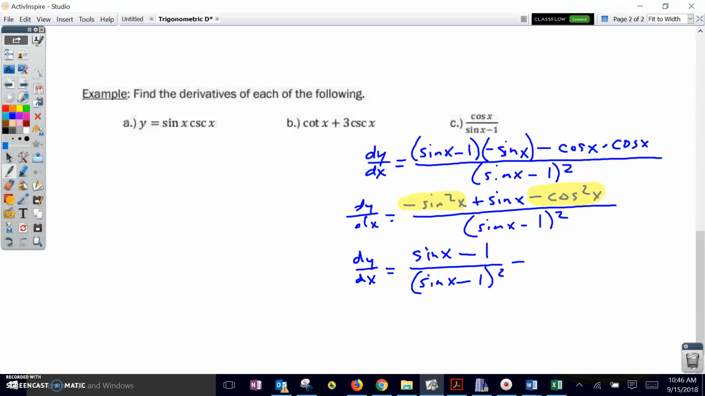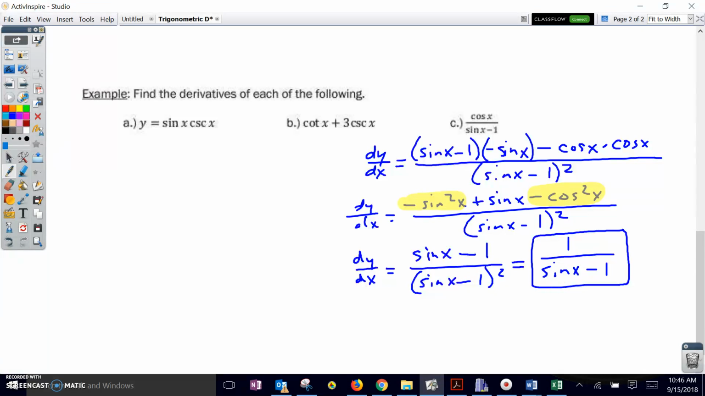And now I can further simplify this, and since I have matching factors, I can cancel a sine of x minus 1 out of both the numerator and the denominator to arrive at my final derivative, 1 over the quantity sine of x minus 1.